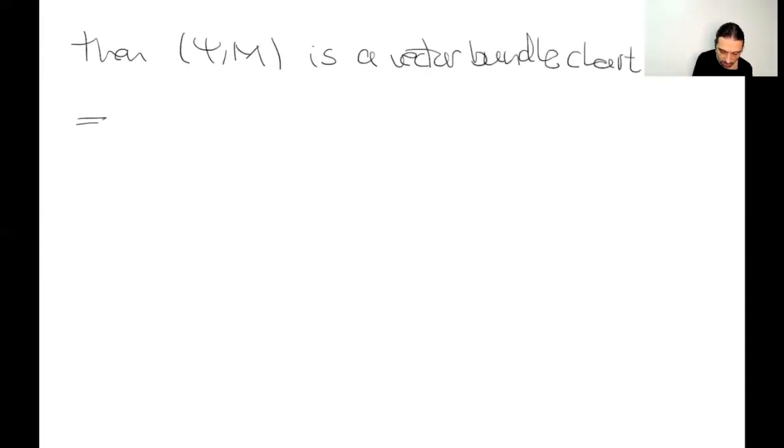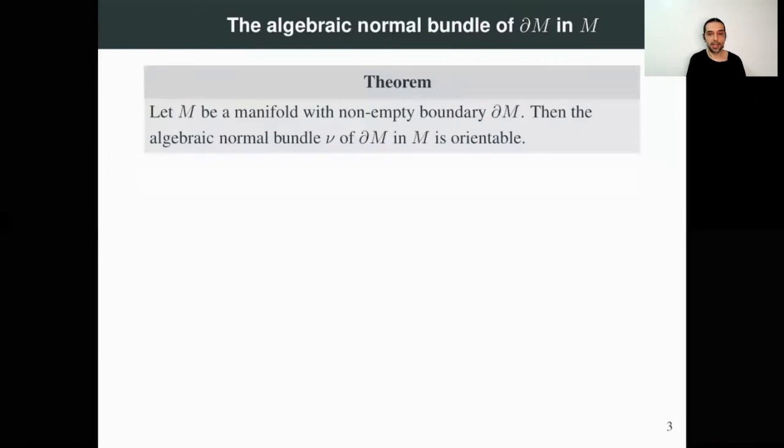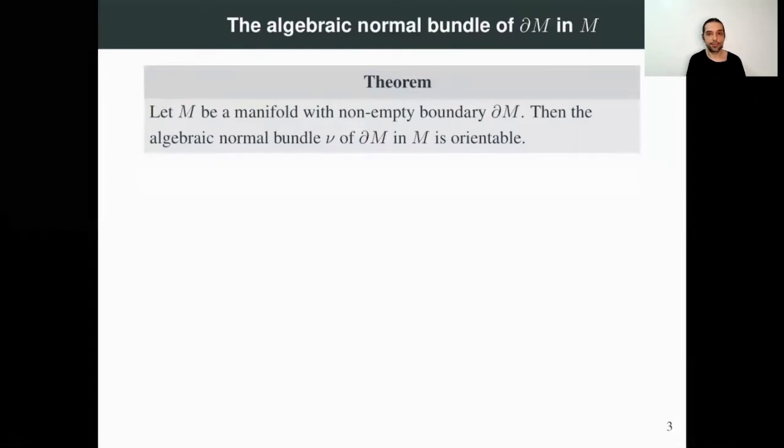And as a consequence, we get that our orientable vector bundle is indeed isomorphic to the trivial bundle, as we wanted to show. Okay, let us see now that when we consider a manifold with a non-empty boundary, then the algebraic normal bundle of the boundary in M is indeed orientable. And as a consequence of the previous result, then trivial.